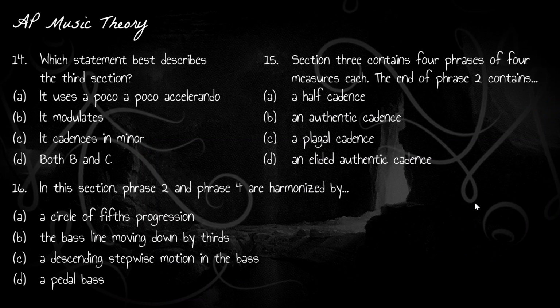15. Section 3 contains 4 phrases of 4 measures each. The end of phrase 2 contains A, a half cadence, B, an authentic cadence, C, a plagal cadence, or D, an elided authentic cadence. 16. In this section, phrase 2 and phrase 4 are harmonized by A, a circle of fifths progression, B, the bass line moving down by thirds, C, a descending stepwise motion in the bass, or D, a pedal bass. Now, let's listen to the third section.